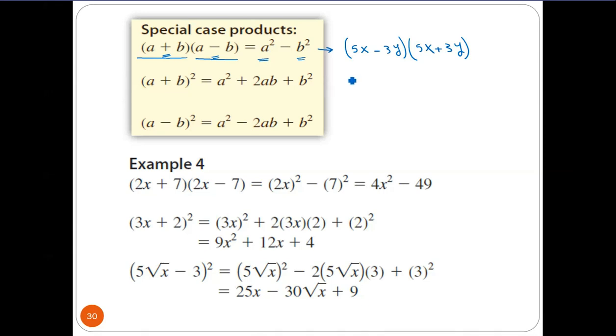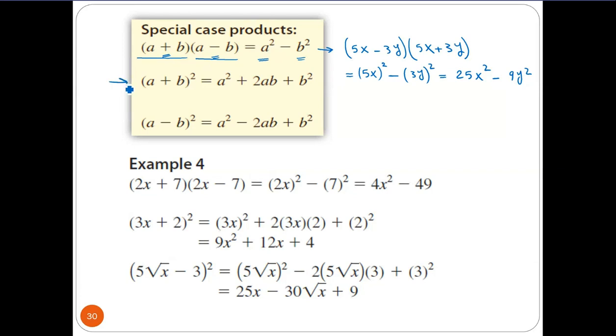This is the same result. So this result equals what? This equals the first square always minus 3y square, and the final solution equals 25x square minus 9y square. Okay.